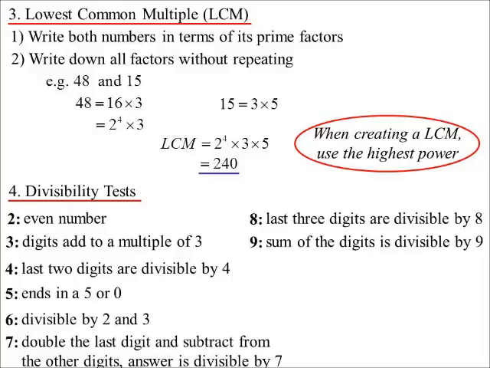9. Yeah. So it's similar to the 3 one. Sum of the digits divisible by 9. A 10? Oh, good. Ends in a 0.